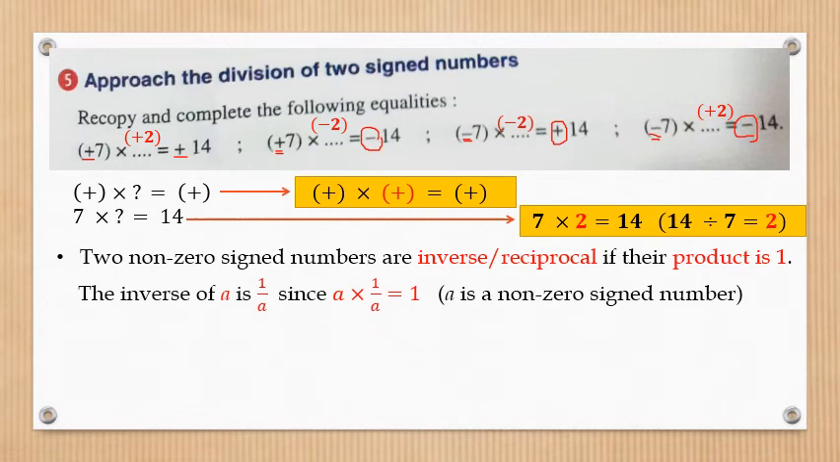Listen dear, two non-zero signed numbers are inverse or reciprocal. What do we mean by this? If their product is 1. The inverse of A is 1 over A, since A can be written as A over 1. The inverse means that I have to place the numerator in the place of the denominator and vice versa. So I can say that the inverse of A is 1 over A. Okay? So A times 1 over A equals 1.